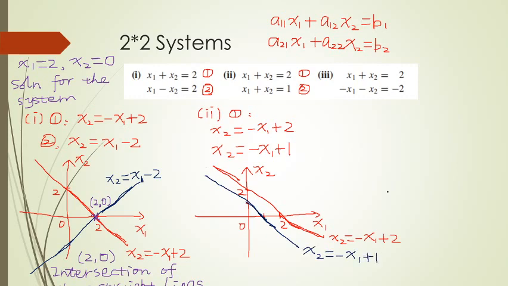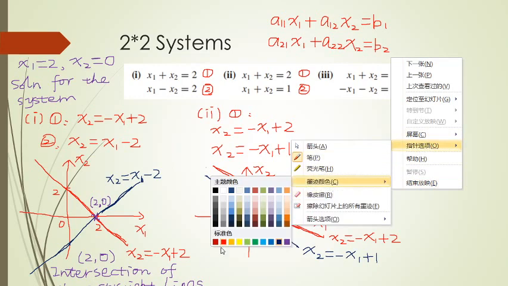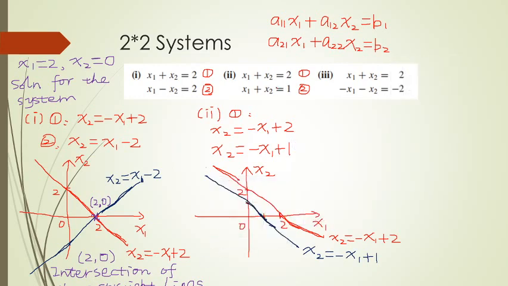Do we have any intersection for those two straight lines? We don't have any intersection, right? Here is 1. Here is 1. Actually, for the first straight line, the slope is minus 1. And for the second straight line, the slope is the same, minus 1. They are parallel to each other, and they will not intersect, right? There is no intersection for those two parallel lines.